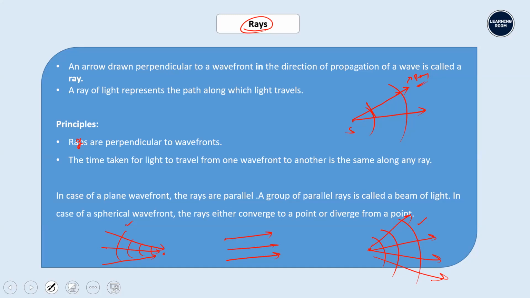So what did we discuss? We saw the introduction to ray optics, then we saw the concept of wavefronts and rays. So revise till here and come. Tomorrow's class will discuss something important. We'll get into the derivations.